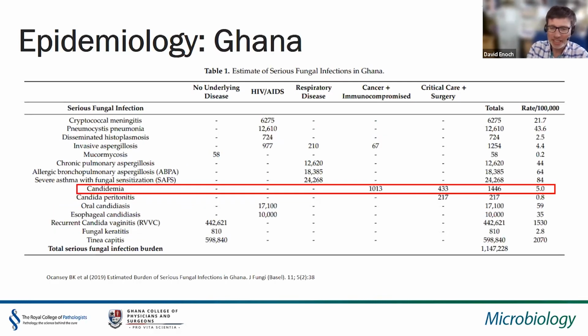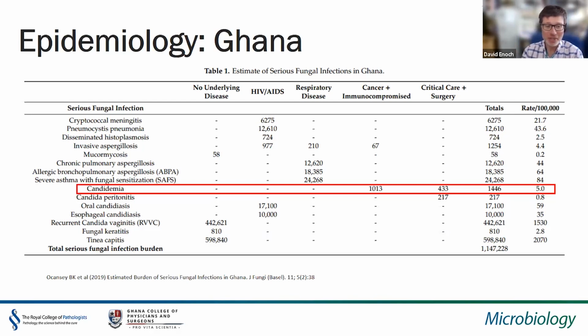So what I actually thought I'd do, since I'm talking to people from Ghana rather than from the UK, which is probably what I'm more used to, I did a PubMed search of Ghana and Candidaemia. I've said that it's the most common cause of invasive fungal disease. Actually, in Ghana, it's not. According to this, you had 1,400 cases of Candidaemia a year, which is still pretty high, I think.